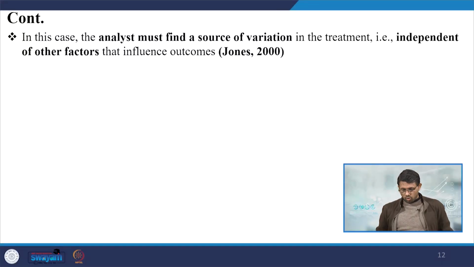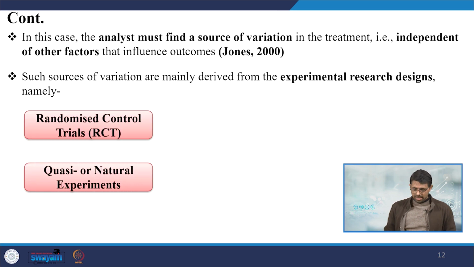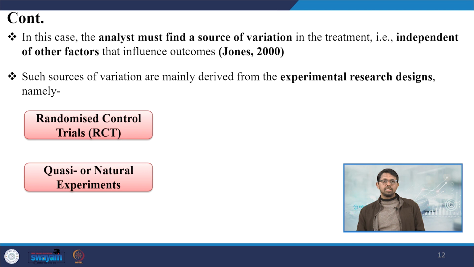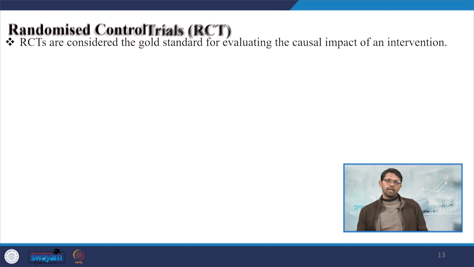In this case, the analyst must find a source of variation in the treatment that is independent of other factors that influence outcomes. Such sources of variation are mainly derived from experimental research design, famously known as the randomized control trial, and with certain freedom, quasi and natural experiments are also applied.